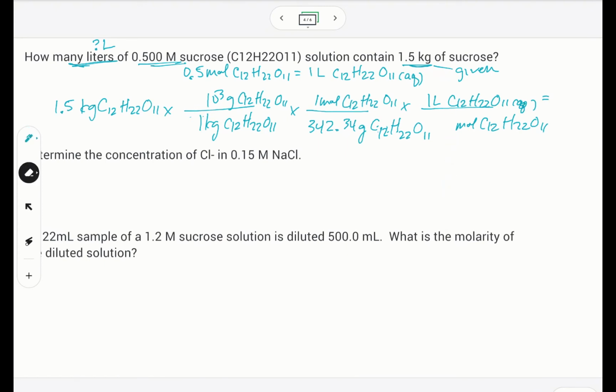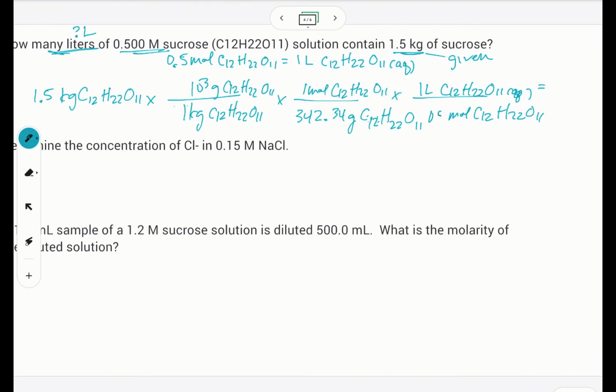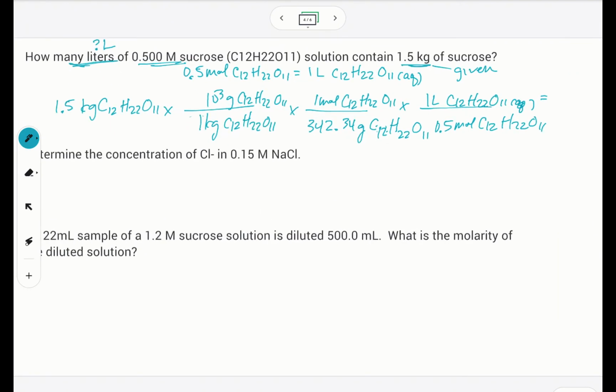And then it's just a matter of, again, making sure we type in all the math correctly and we put our exponents in correctly, all that good stuff. And then we come up with a final answer of 8.8 liters, bearing in mind we need 2 significant figures based off of that 1.5 kilograms of sucrose.